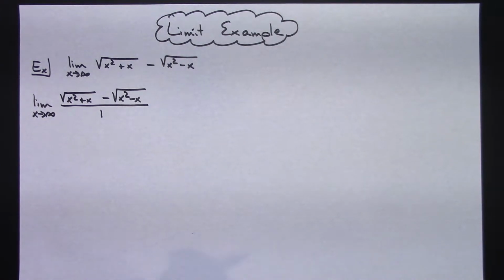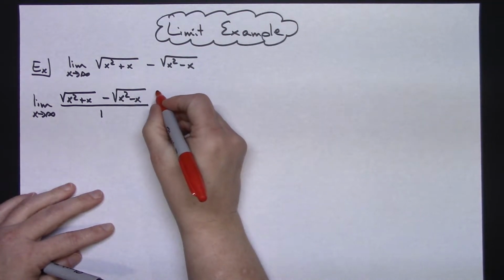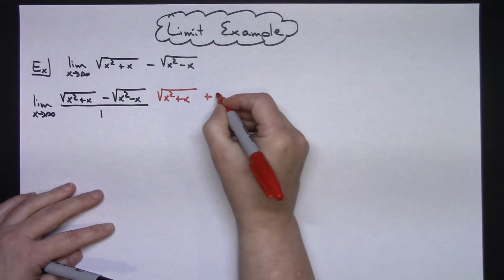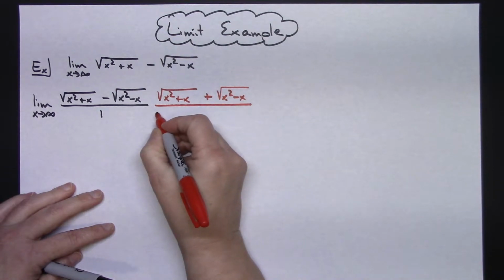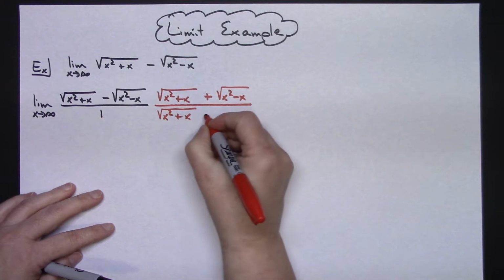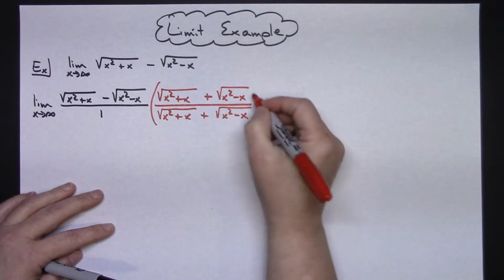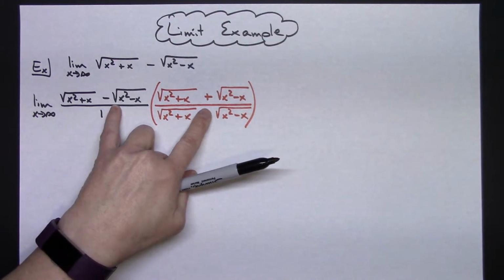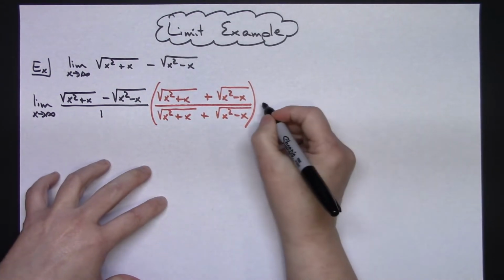So I am going to multiply by the conjugate. Algebra skill there. I'm going to multiply by the square root of x squared plus x plus the square root of x squared minus x, and over itself, because we have to multiply through by 1. Now if you recall the algebra behind that, we multiply by the conjugate so that we can multiply this out real quickly as the difference of two squares.